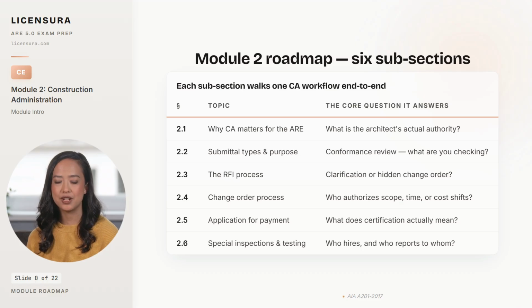2.4 is the change order process itself, with the routing and signatures that turn a verbal agreement into a binding contract amendment. 2.5 is the application for payment, including the G702 and G703 forms, retainage, and what the architect's certification represents. And 2.6 is special inspections, work the building code requires, hired by the owner, but coordinated through the architect. One alignment point before we step into section 2.1.